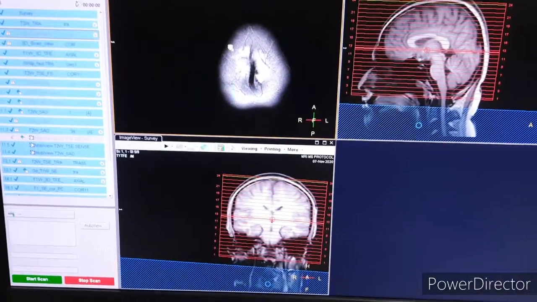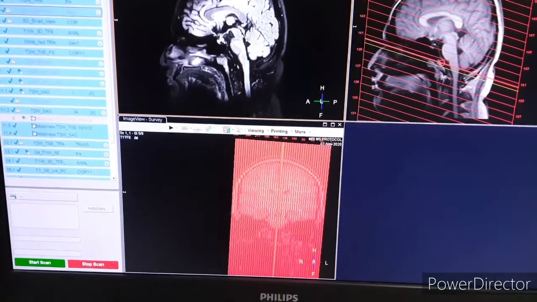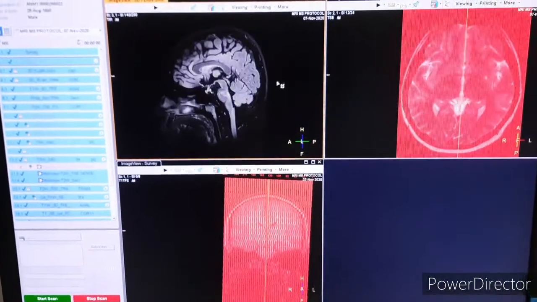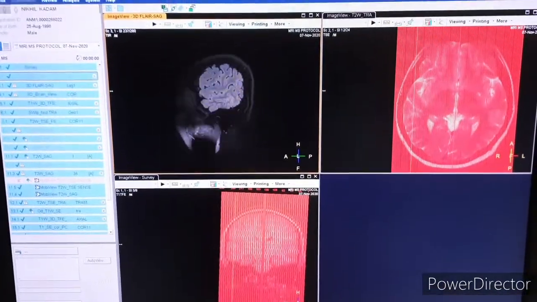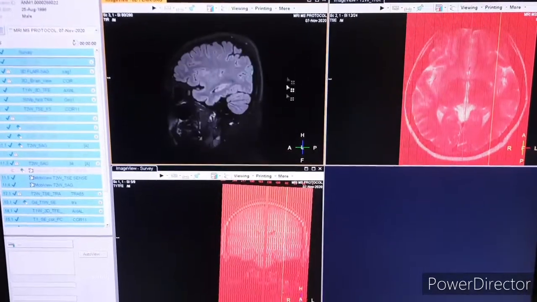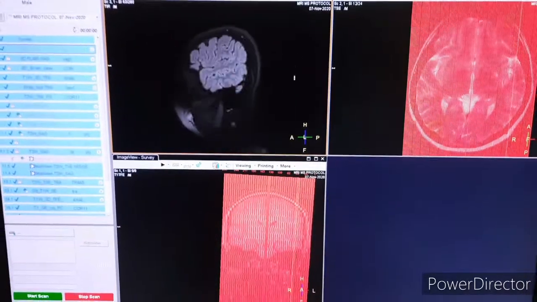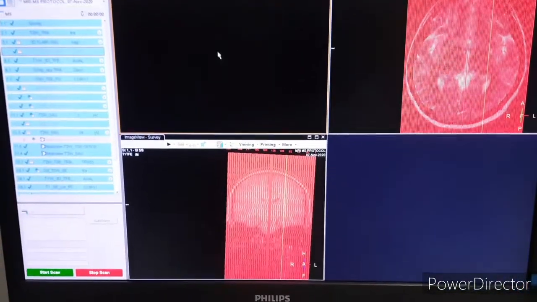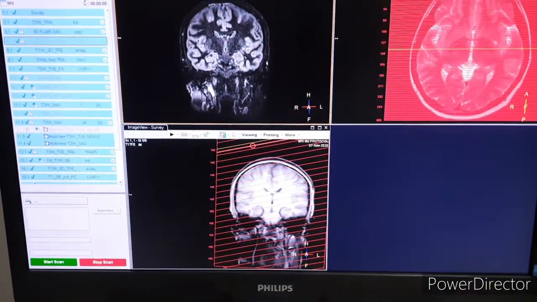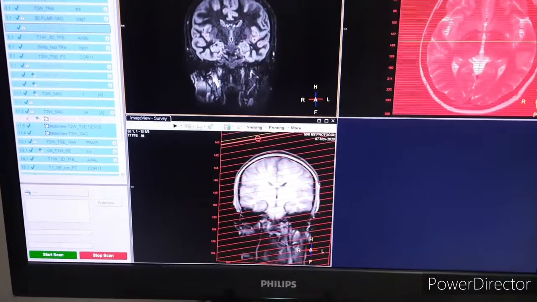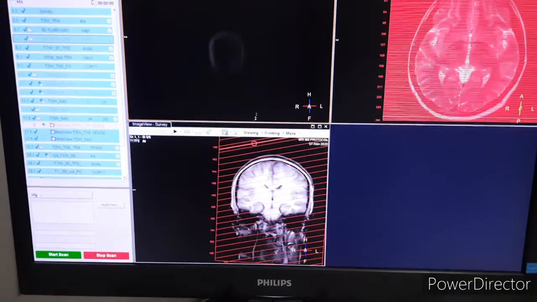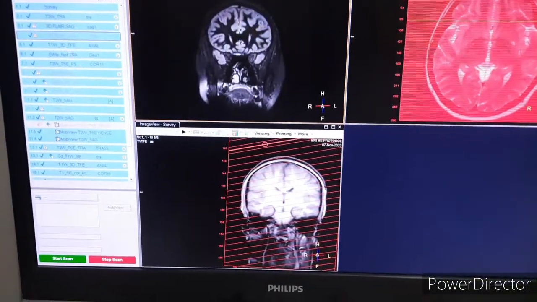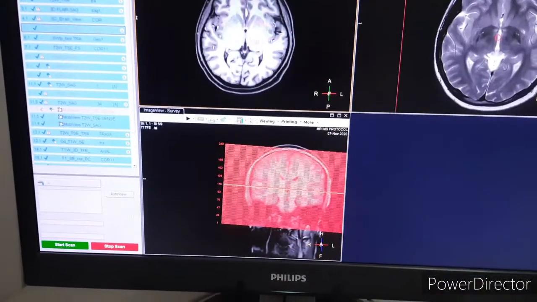Then second one is 3D FLAIR. You can see we have to cover from right to left. The coverage should be enough to cover right to left. Then double IR, double inversion recovery of brain. That is also a 3D sequence. So we have to cover the whole brain, and 3D axial.